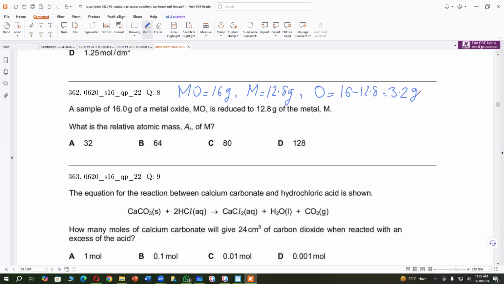Now, how do we find the relative atomic mass of M? He says, what is the relative atomic mass of M? I have oxygen, I have the metal, so we do not know. We can find it now. The sample of 16 gram is the total metal oxide.